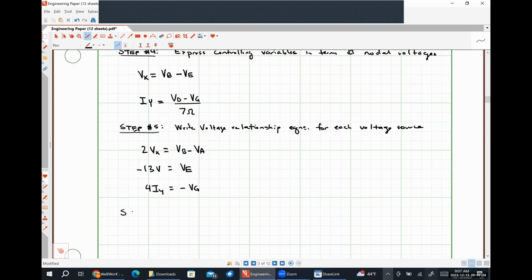Okay. So step number 6A, that's how I chose to call it in this order, is to write a KCL equation for each supernode that doesn't contain ground.